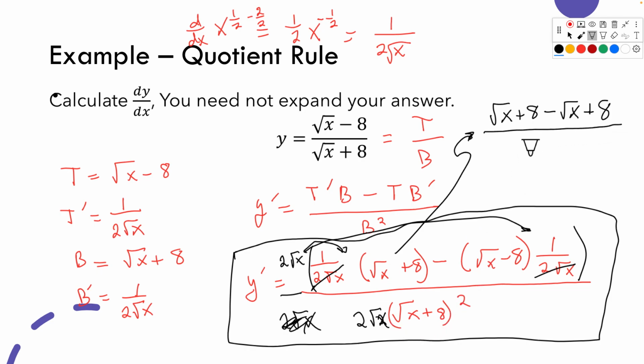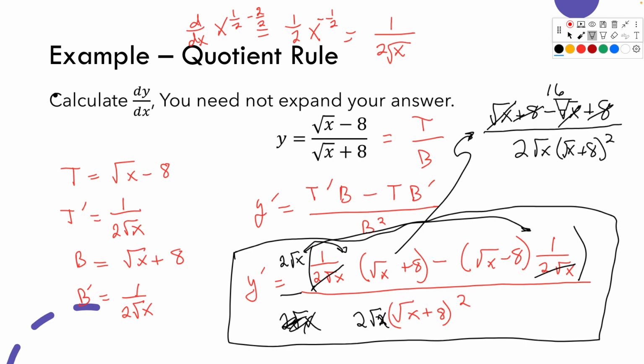Now I take my new denominator, I'm going to leave that. Notice x square root of x minus square root of x, those cancel. 8 plus 8, that becomes 16. And I'll just cross them out and say now we've got 16. So my final answer just has 16 in the numerator, and I've got this denominator.